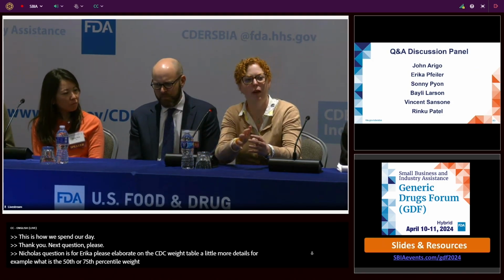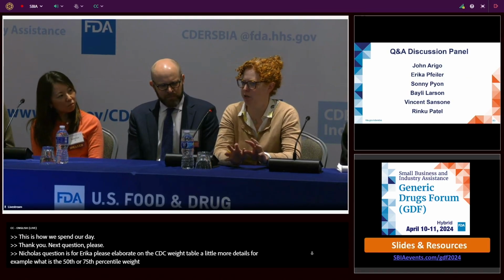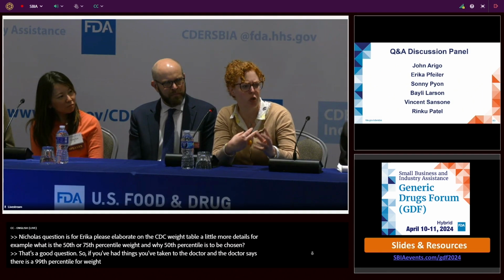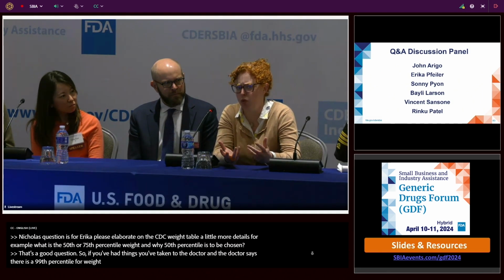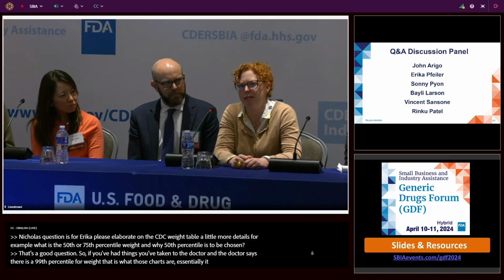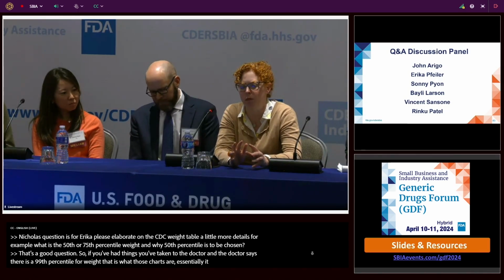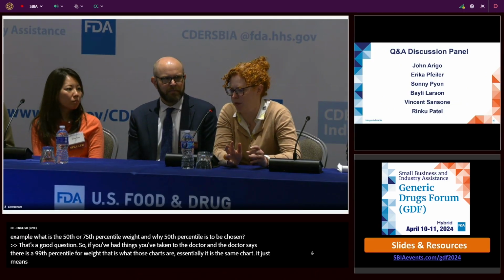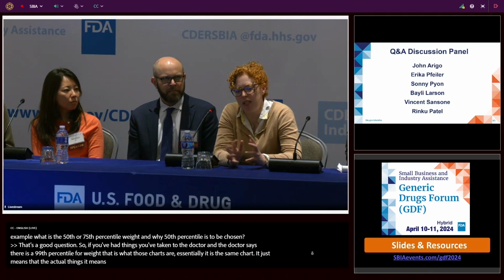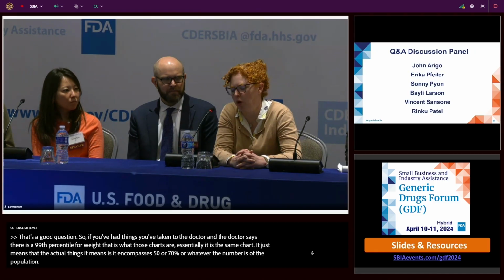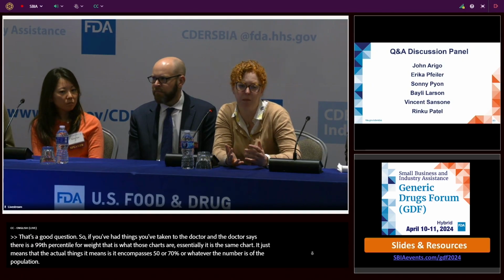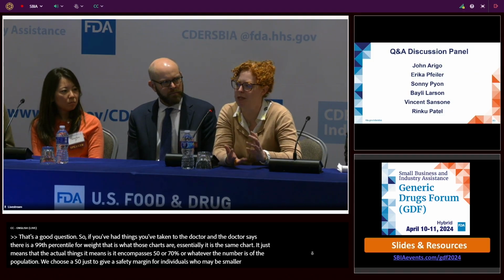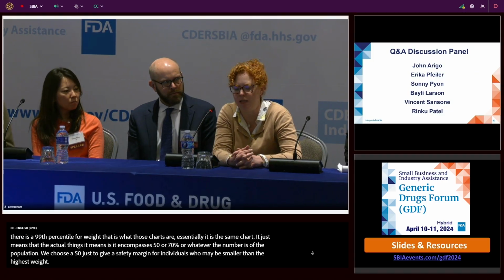I don't know if you've had little children that you have to take to the doctor and the doctor's like, oh, they're the 99th percentile of the weight. That's what those charts are. It's essentially the same chart. That's probably what your doctor is using. I think the actual thing that it means is it encompasses 50% or 70% or whatever the number is of the population. We choose 50 just to give sort of a safety margin for individuals who may be smaller than the highest weight, but also to still be reasonable with endotoxin specification setting activities for pediatrics.